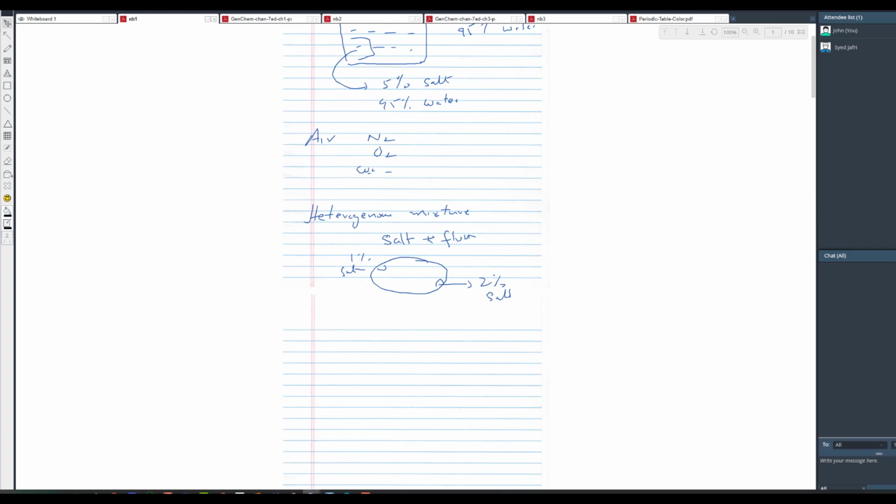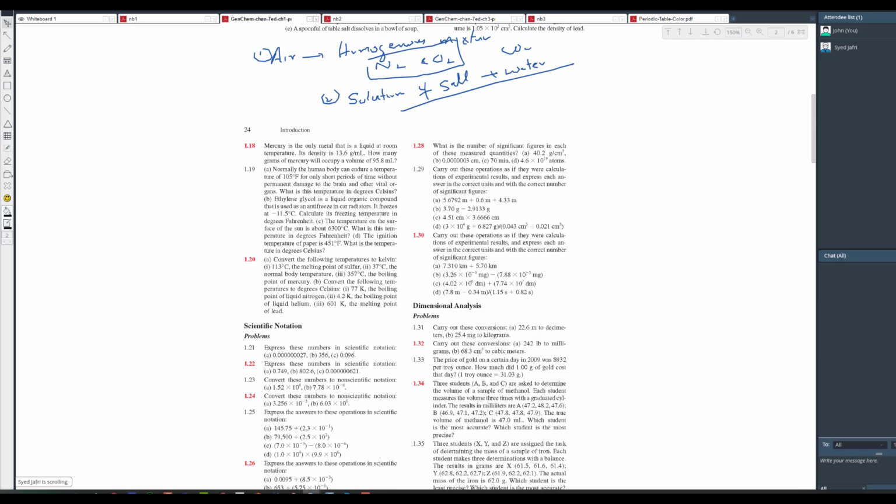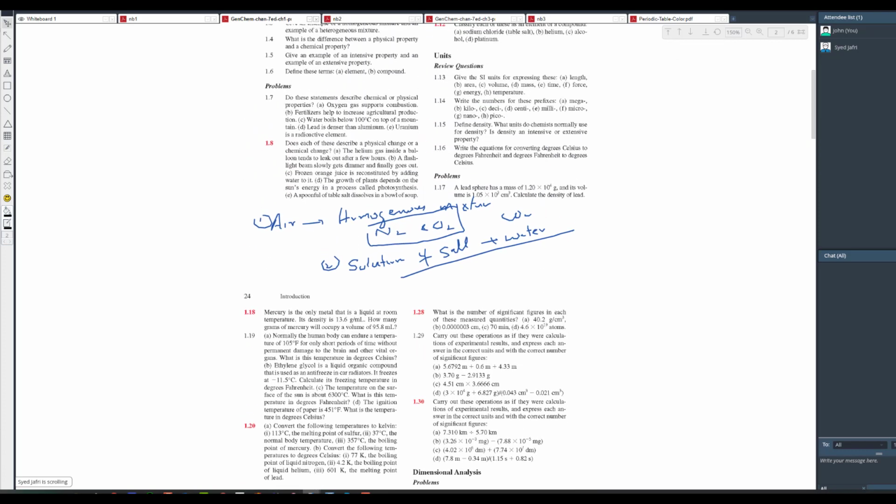Now the next question is 1.7. Read this question. We have: do these statements describe chemical or physical properties? Physical properties are like melting point, boiling point, even the color. In this case, oxygen gas supports combustion. Combustion is a burning process, and it's a chemical reaction. So whenever there is something like a chemical reaction, it is a chemical property. So oxygen gas supports combustion: chemical property.